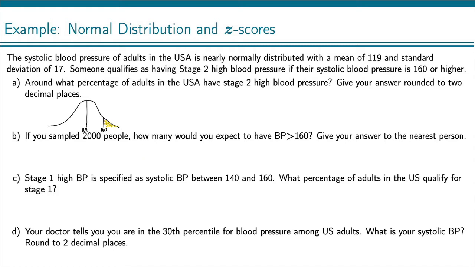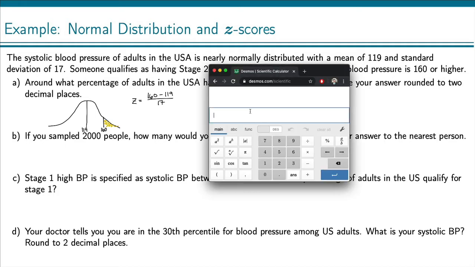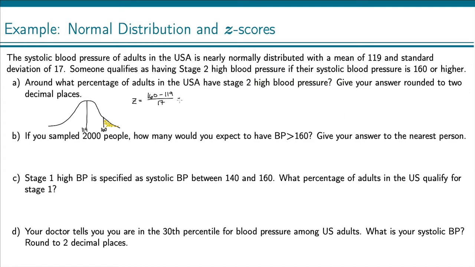So what we're going to do is find the z-score for 160. So z equals 160 minus the mean, which is 119, divided by the standard deviation of 17. We type that into our calculator: 160 minus 119, divided by 17. We always round our z-scores to 2 decimal places, so that's 2.41.